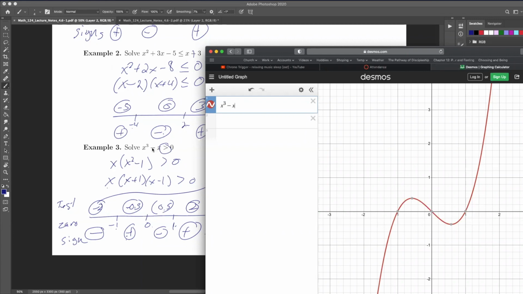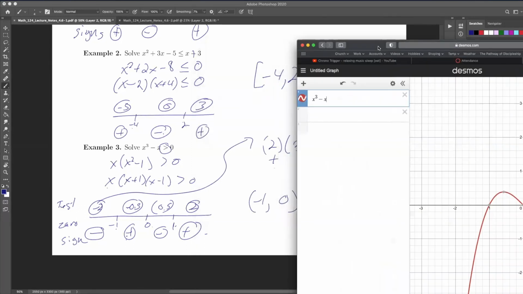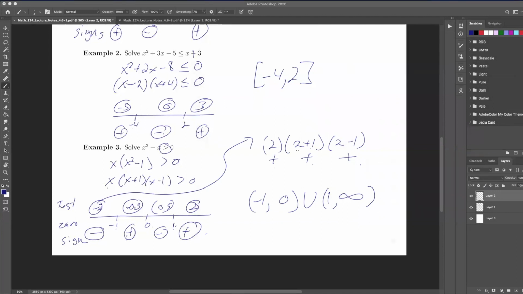Now, which ones do we want? We want to solve this for all x's which make this greater than 0, right? So any x between -1 and 0 qualifies, makes it greater than 0. Anything from 1 onward qualifies. And so then we write it out. Is this slowly starting to make sense, what we're doing here? So we find the zeros, and then we just test points in between and see positive or negative, and then you go from there. Okay?